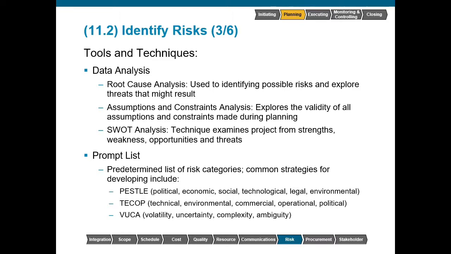With a SWOT analysis, by examining the current organizational strengths and weaknesses, we can get some insight into future opportunities and threats that we may encounter. A prompt list is a predetermined list of risk categories. This is a great way to start capturing risk when people don't know where to start. For example, if we were to start with PESTLE, first we'd identify any type of uncertainty coming from the political environment, and then we might move on to any uncertainty dealing with the economic situation, and so on.